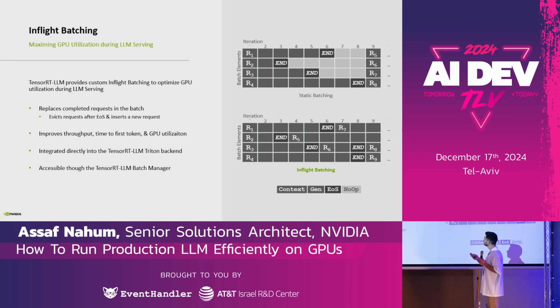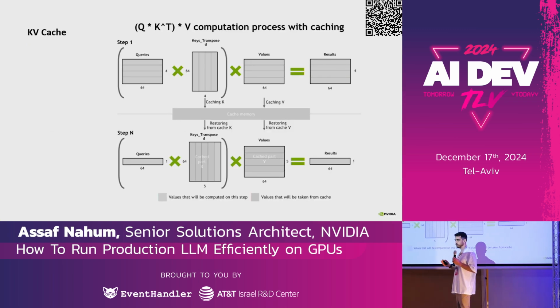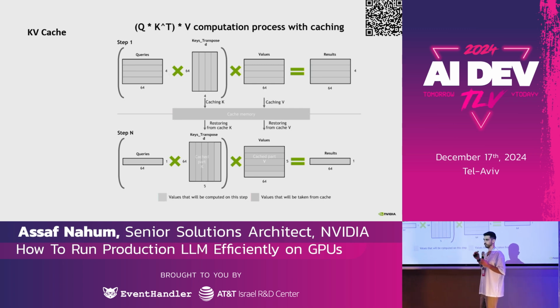The next thing is KV caching. KV stands for keys and values. These are 2 matrices that are computed in the pre-fill phase, and then in the decode phase, they are used in order to generate token after token. Now, these 2 matrices don't need to be recomputed every time, because once we have computed them, it's basically matrix by matrix multiplication. It's good enough.